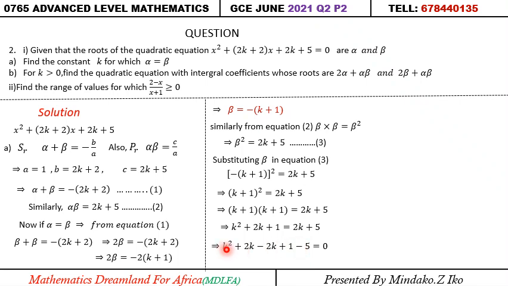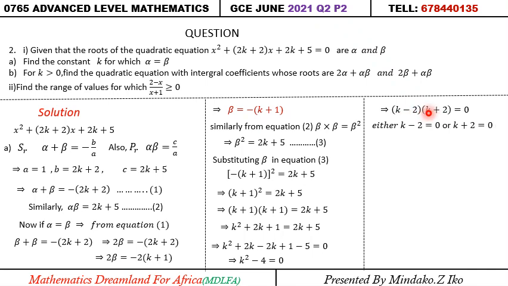Okay, so at the end of the day, we have k squared plus 2k minus 2k plus 1 minus 5. And 2k minus 2k is 0, and 1 minus 5 is negative 4. So we'll have k squared minus 4 being equal to 0. You notice that this is an important result known as difference of two squares. So k squared minus 4 is like saying k minus 2 times k plus 2. So this is difference of two squares, and we can conveniently look for k.